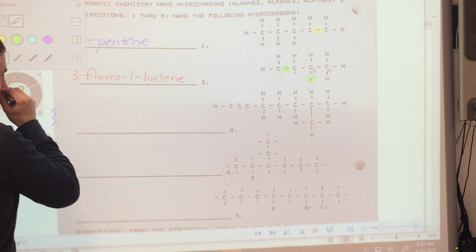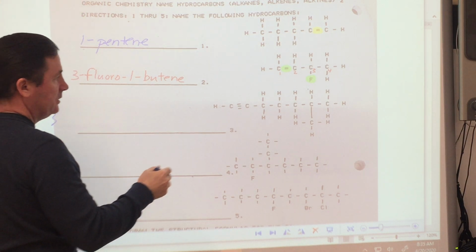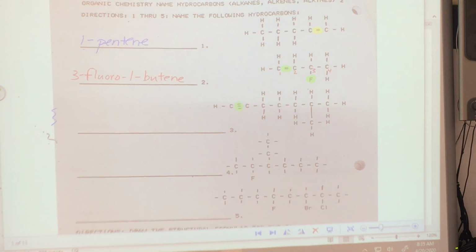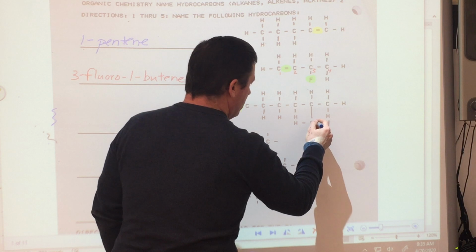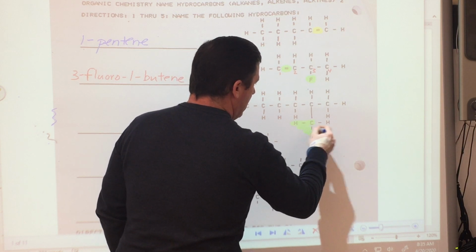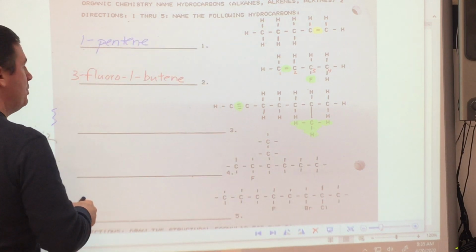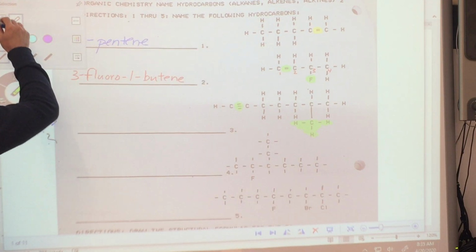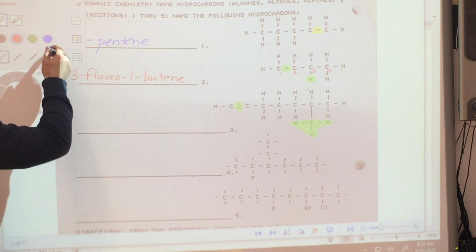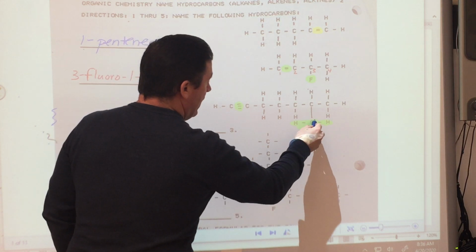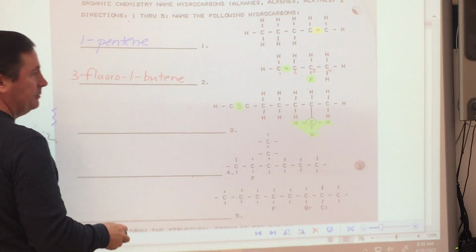Do I have any double or triple bonds? Yes, I do, right here. Do I have any substituent groups? Those are groups that stick off of the main chain. Well, here's one right here. And you can see that that substituent group has one carbon in it. And since it has one carbon in it, that is a methyl group.